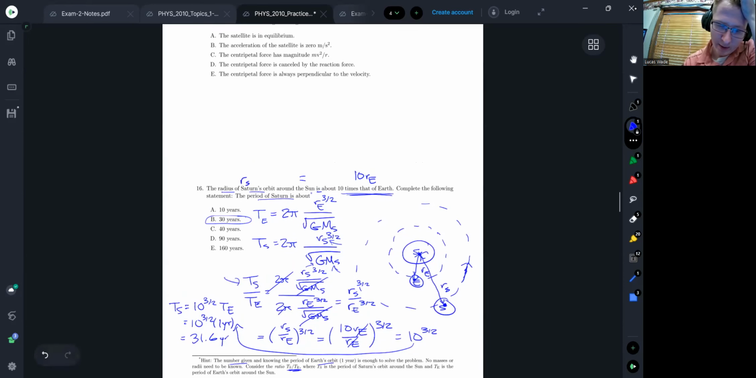Okay, so don't be concerned that you didn't necessarily think of approaching it this way. I just wanted to introduce you to this concept of these ratios. But what was important for this problem as far as the test is knowing how to calculate the period of a satellite's orbit.